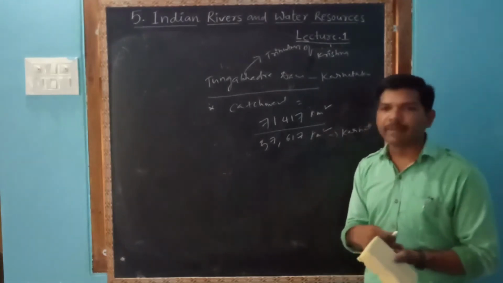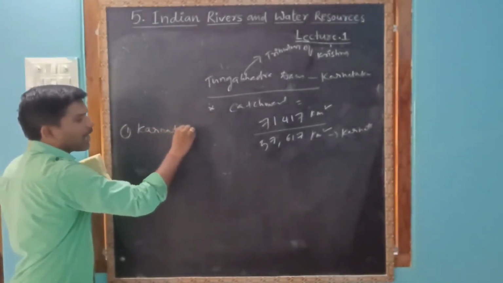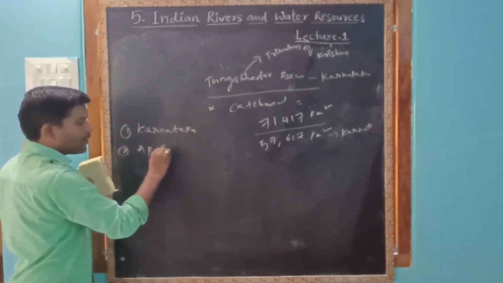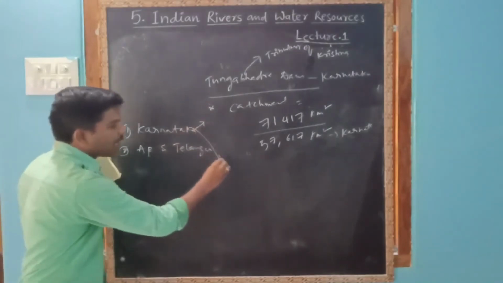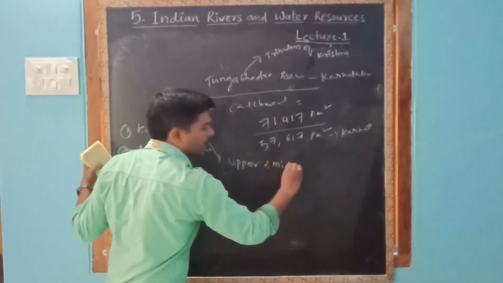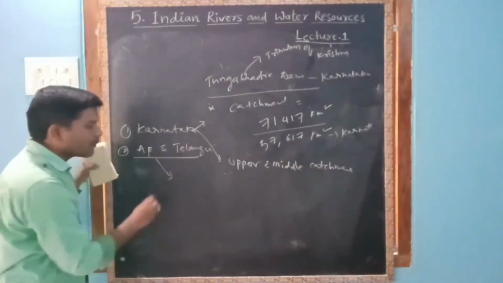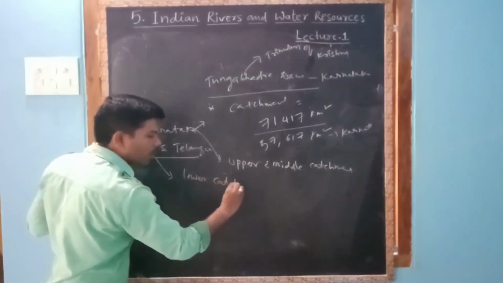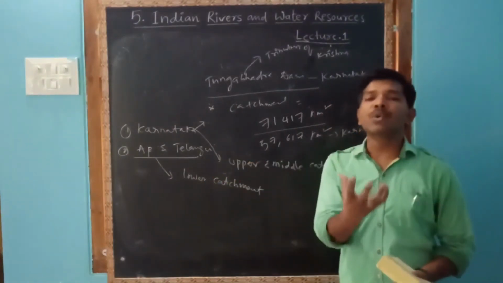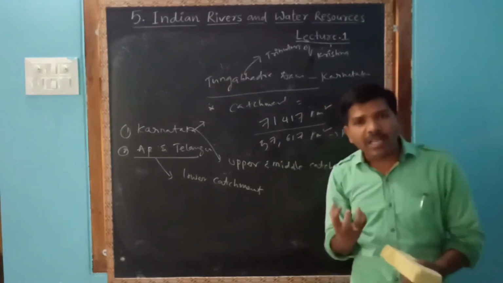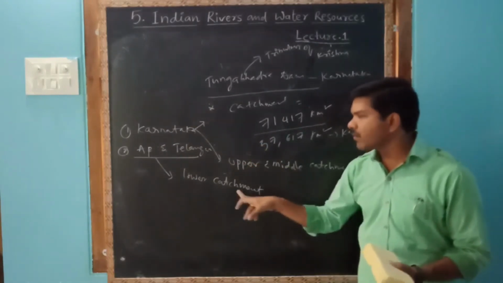According to the official statement, Telangana and Karnataka have to use the water. Second, AP and Telangana also need to use this Tungabhadra water. But Karnataka is in the upper and middle catchment area, which means the water easily reaches Karnataka. Telangana and Andhra Pradesh are located in the lower catchment area, so they are unable to receive the water properly.